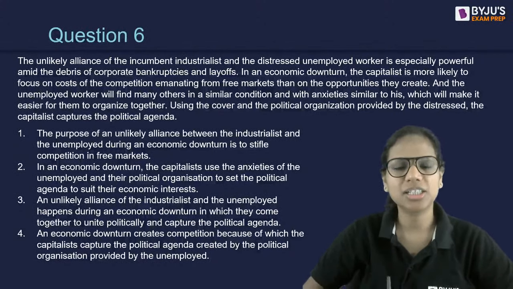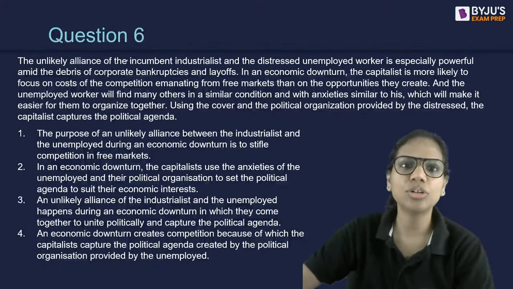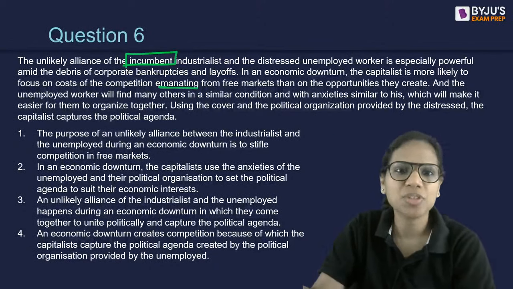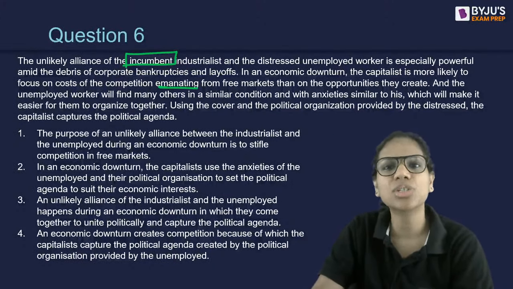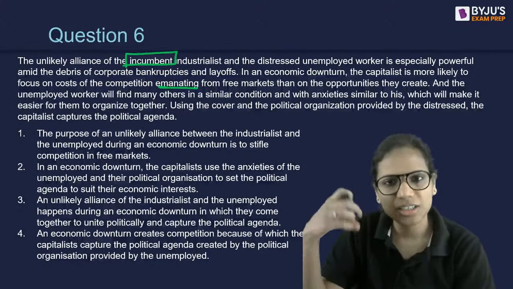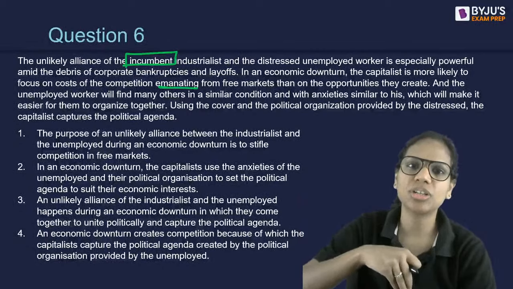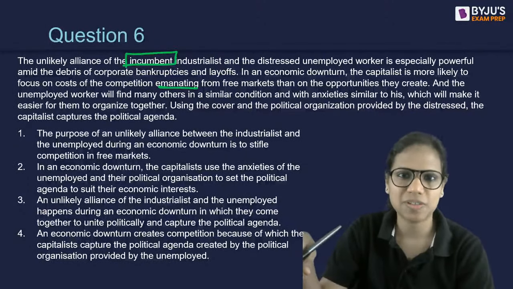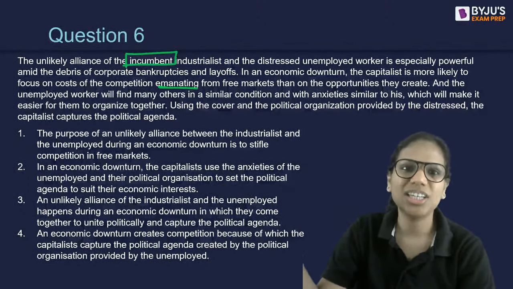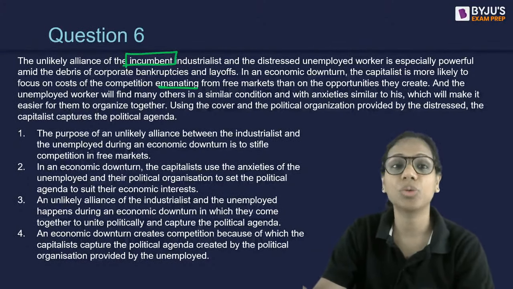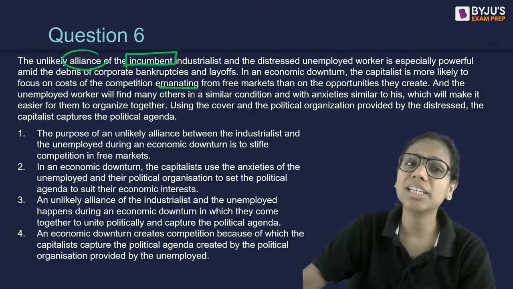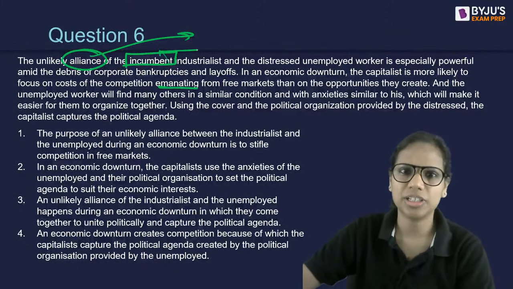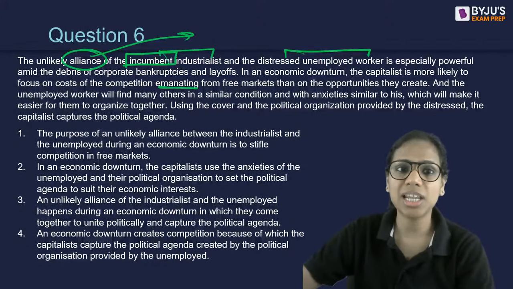So what is happening here? See, now vocabulary plays a role here. If you do not know the meanings of terms such as incumbent, emanating, right, then you will basically have more hiccups while reading this paragraph. Not that you won't understand it, but it will take you slightly more time, right? Incumbent, basically the prevalent, somebody who is in a particular position at the present point of time, that person is an incumbent. So the incumbent president is the person who's currently the president. Right. So the unlikely alliance of the incumbent industrialist and the distressed and unemployed worker is especially powerful. So there's an alliance, a sort of collaboration that is happening between these two sets of people, industrialists and these distressed unemployed workers. It is unlikely. Okay.